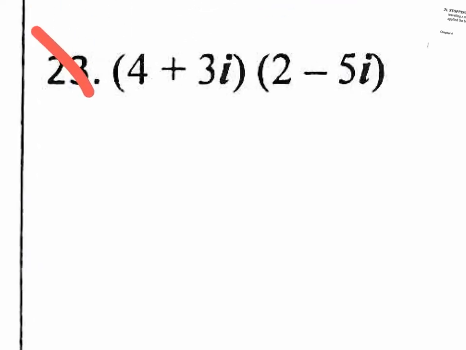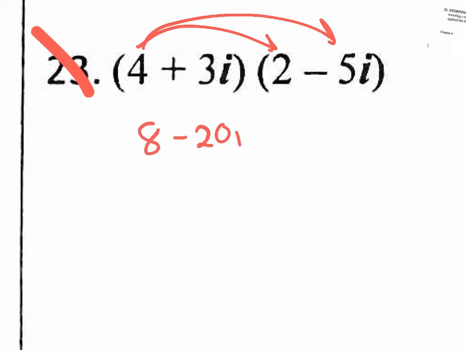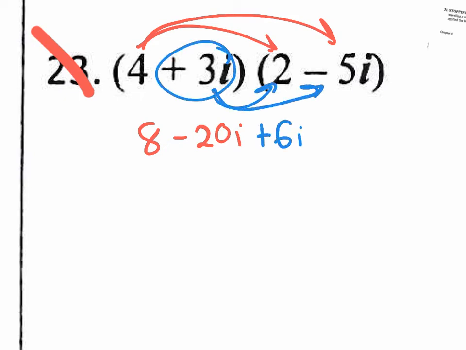Number 23, it's most likely I'll delete it, but let's practice anyway. We have 4 times 2, which is 8. 4 times negative 5i, which is negative 20i. Then we have positive 3i times 2, that's a positive 6i. Positive 3i times negative 5i, that's a negative 15i squared. Now we should all remember that i squared is really a negative 1, right? So you really have negative 15 times negative 1, which is going to be a positive 15.